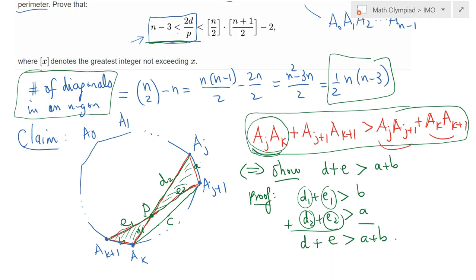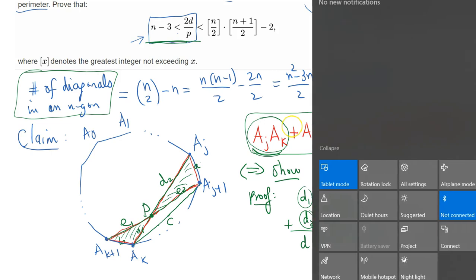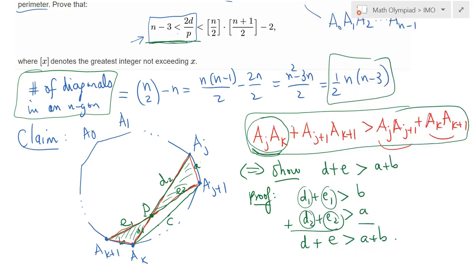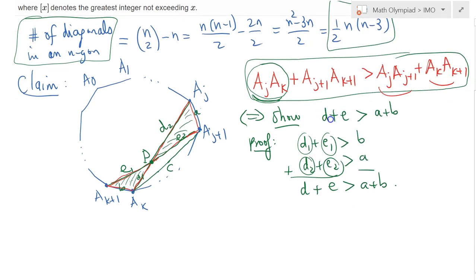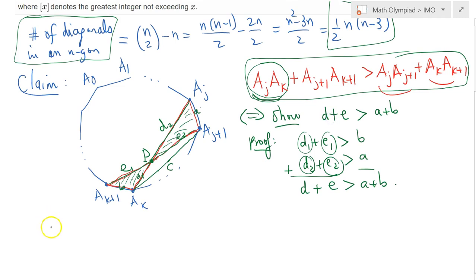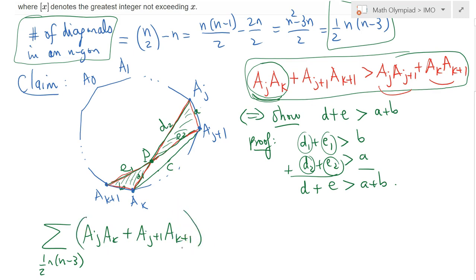Okay, so what happens on the left hand side? If I sum all these left hand sides, let's do it here. Therefore, the sum over all these 1/2 n times n minus 3 diagonals, I'm adding a sub j, a sub k plus a sub j plus 1, a sub k plus 1. So this is the left hand side, right? So what's going on on the left hand side? Let's make note of that.